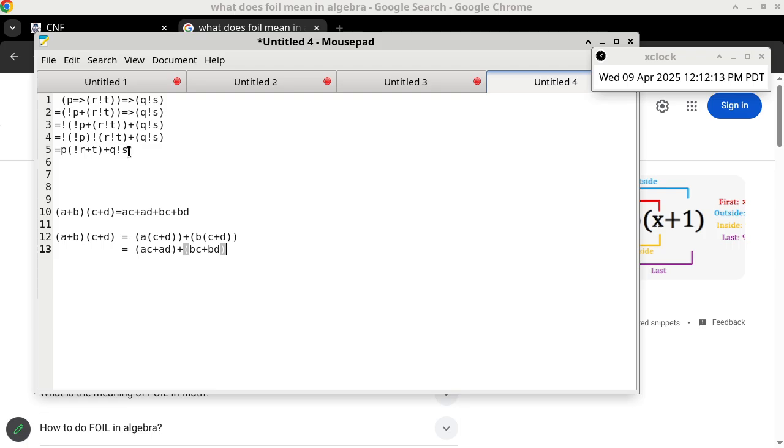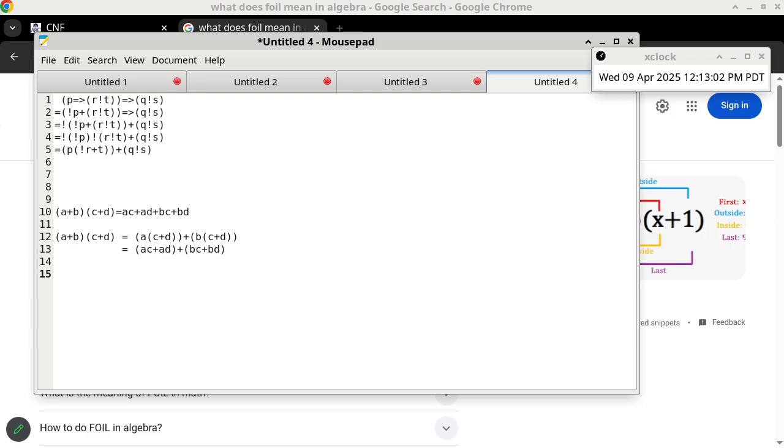Yes, because of the priority of operators. The priority of operators says that we have to perform conjunction before we perform disjunction. So there are implicit parentheses around these two. But because we mentioned operator priority, the parentheses are not exactly needed. But for readability, it's always nice to have the extra parentheses. That is correct, you cannot factor. Yep. All right, so this is the normal FOIL in normal algebra.